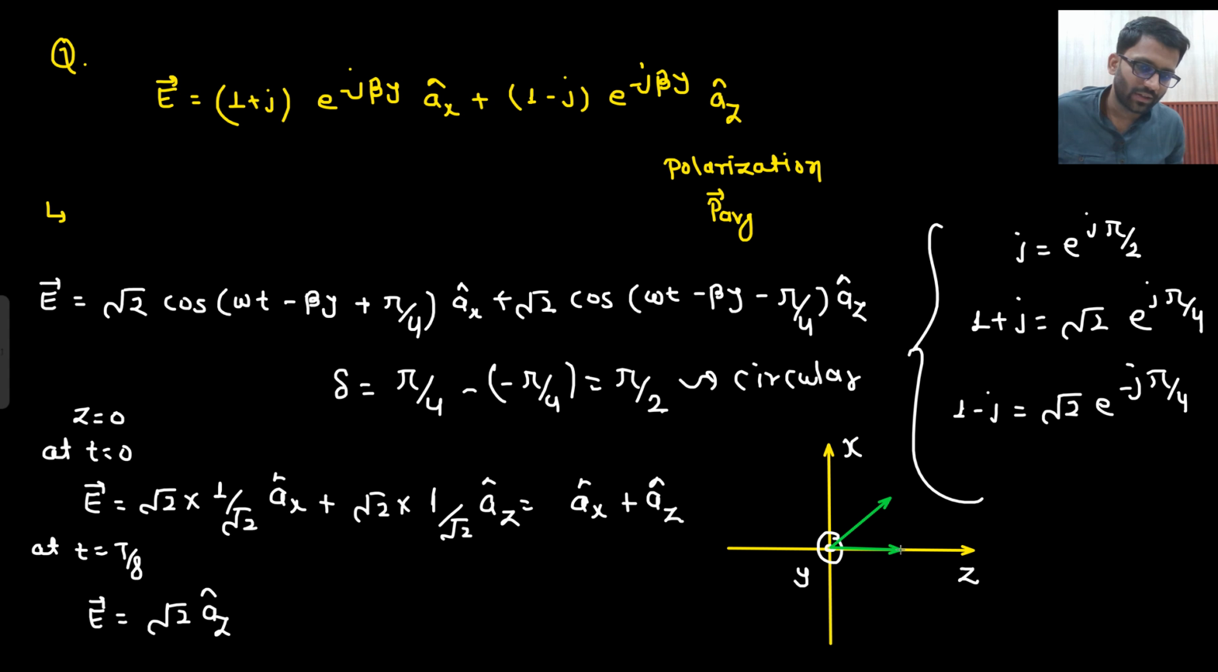That equivalent is coming here. How did I tell it is circular polarization? I saw this magnitude as well, this magnitude as well, under root 2, under root 2. That's why I am saying it is circular polarization. So this magnitude is also under root 2, this magnitude is also under root 2 only.